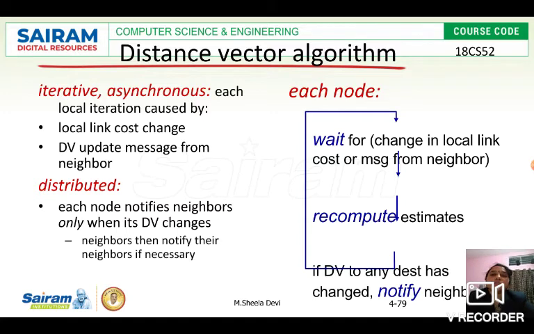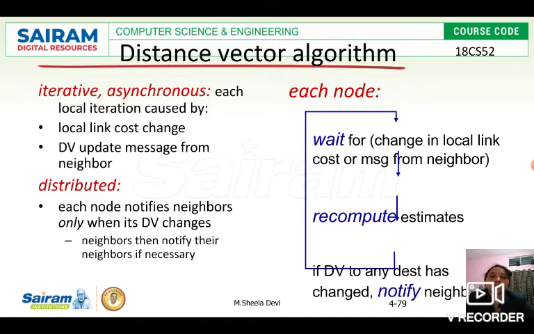It undergoes an iterative process and it is asynchronous. The local link cost changes every time. If a minimum value is found, the link cost will change. The distance vector updates when it gets a message from the neighbor. And it is distributed. It does not come from only one node, which would be a centralized node. All the nodes will be sending the routing table information to all other nodes, so it is distributed.